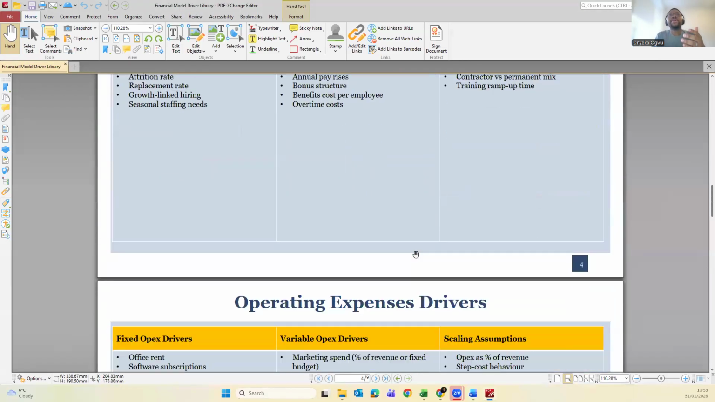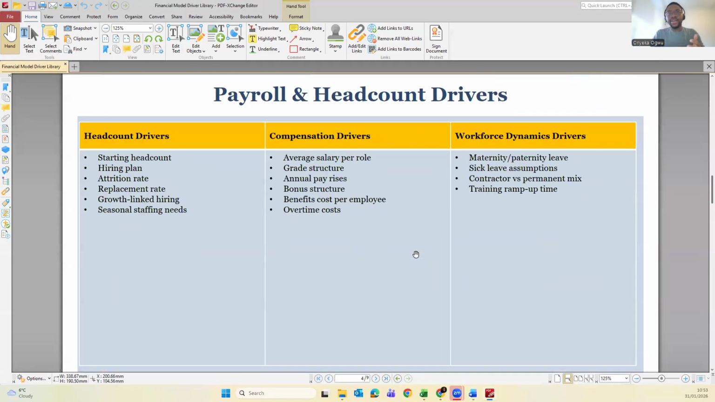Turnover, right? So let's go to payroll. For example, if you can see my logbook, you can see the starting headcount, hiring plan, attrition rates, replacement rates, growth-linked hiring. That's what Mr. Larry mentioned. Seasonal staffing. Most of these retail stores do that. They know in December they have many customers coming, so they hire a lot of temporary staff in December, just for 1 month. So if you look at their headcount, you see that January to October is very low, but November and December it is very, very high. Then it drops down again, right? Because of seasonal staffing.